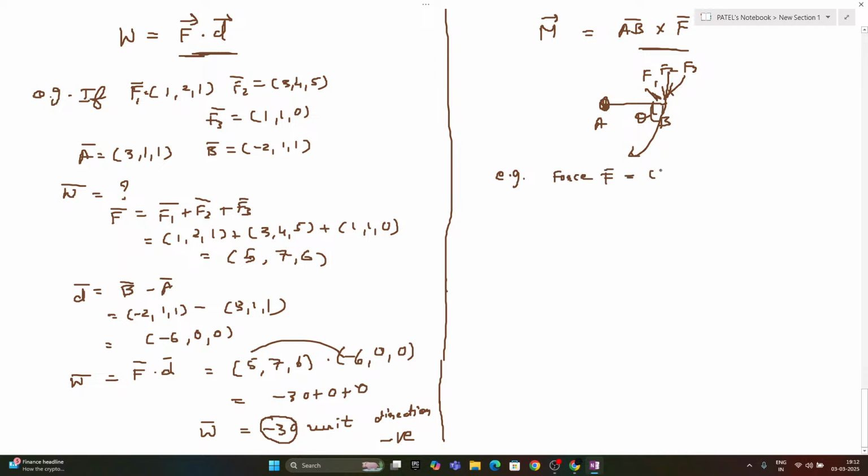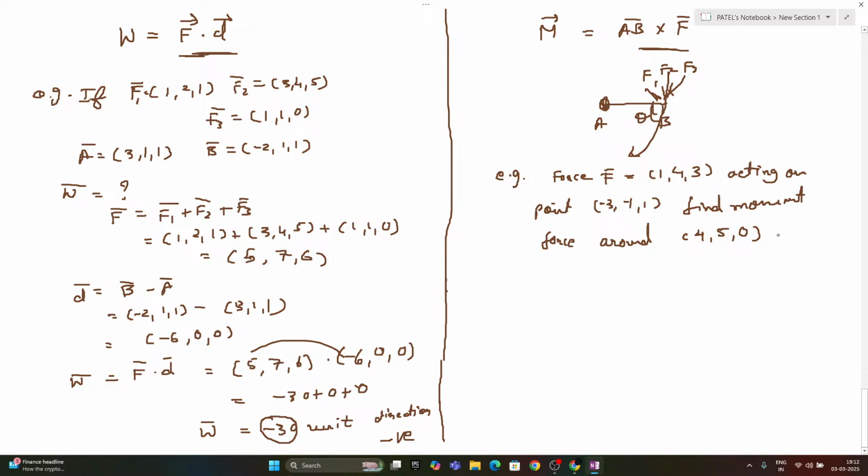The question will be something like this: that force F bar, 1 4 3, acting on point 3, minus 3, minus 1 1, find moment of force around 4 5 0. So it means your fixed point is 4 5 0 and moving point is 3 minus 3, minus 1 1.